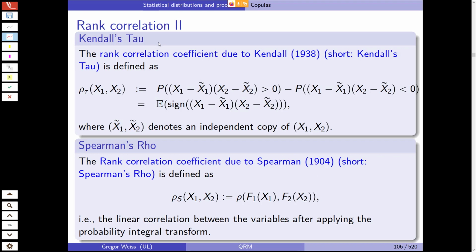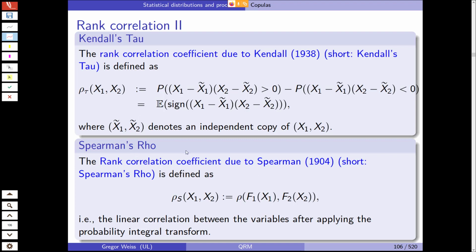Then we can define Kendall's tau, which is a rank correlation coefficient, which is defined as what? It's the expected value of the sign of (x1 minus x1 tilde) times (x2 minus x2 tilde), where x1 tilde and x2 tilde denote an independent copy of x1 and x2. And this is basically, more or less, a correlation of the ranks.